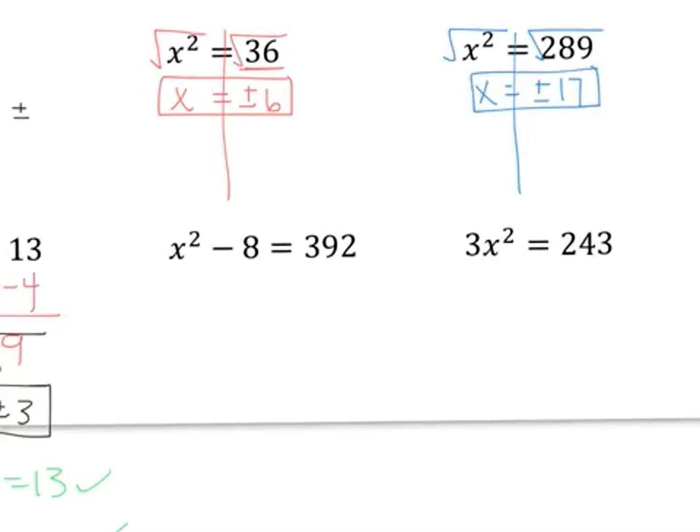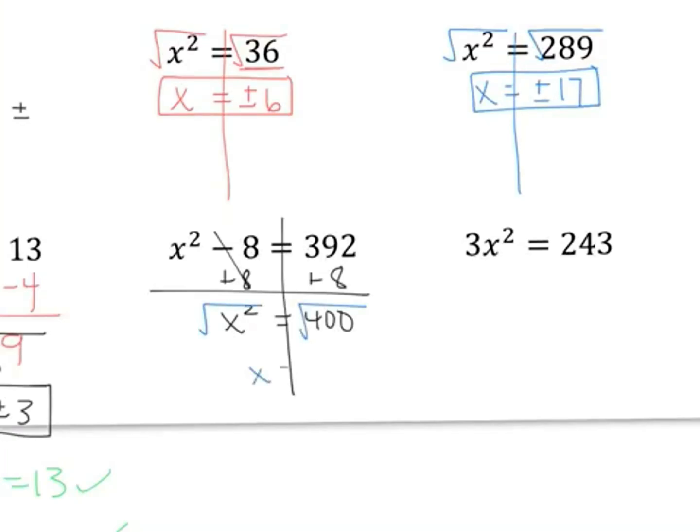Okay, let's continue on. Let's get back to this example right here. And I have x squared minus 8 equals 392. So again, let's isolate my x squared, and let's do the opposite of a negative 8 here, and let's add 8 to both sides. And when I do that, I get x squared equals 400. And then to undo the x being squared, we'll take the square root, and x equals plus or minus 20.